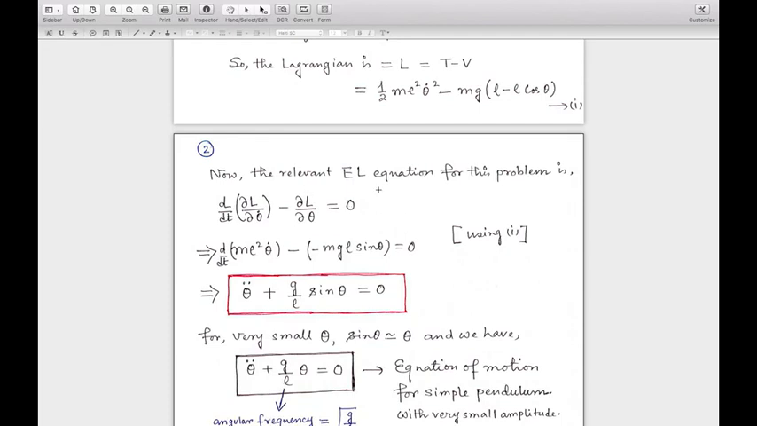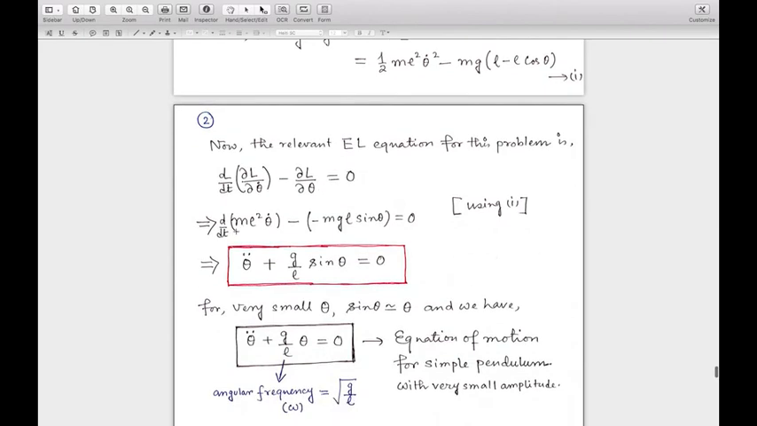So the corresponding Euler-Lagrange equation will also be only one in number, and that will be d/dt of del L del theta dot minus del L del theta, which is equal to 0. If we now do d/dt of m L square theta dot, where m L square theta dot is nothing but del L del theta dot: when you do del L del theta dot, theta is constant once again, so it will simply act on this term, and it will be m L square theta dot.